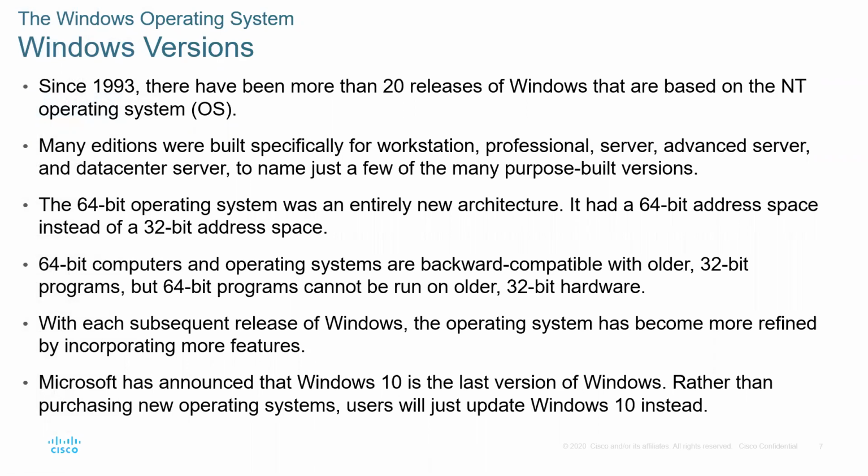When the 64-bit operating system was an entirely new architecture, it had a 64-bit address space instead of 32. 64-bit computers and operating systems are backward compatible with the old 32-bit programs, but your 64-bit programs cannot run on the older 32-bit hardware. And as such, with each subsequent release of Windows, the Windows operating system has become more refined by incorporating more features. And so Windows 10 will actually be the last version of Windows.